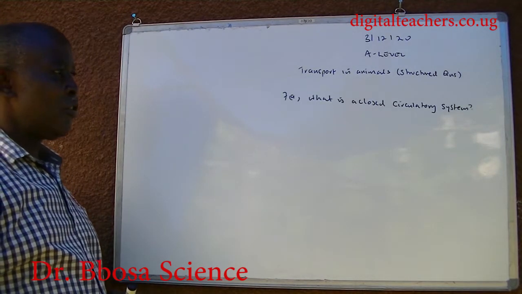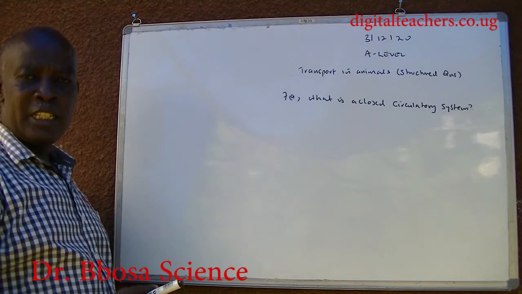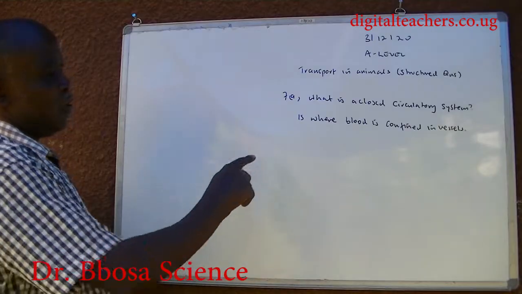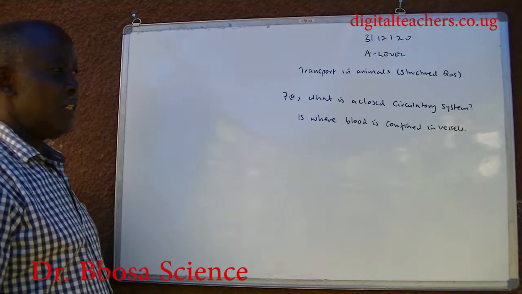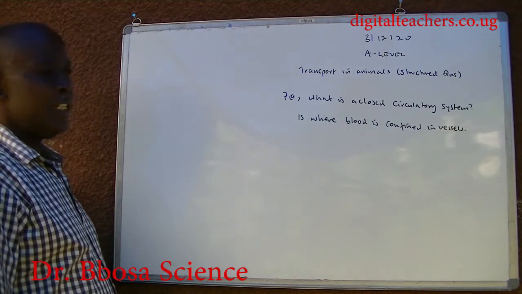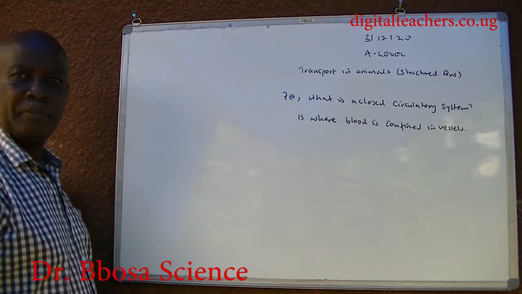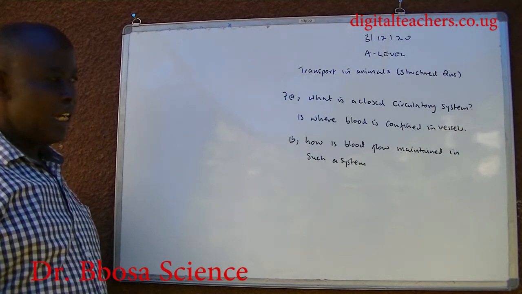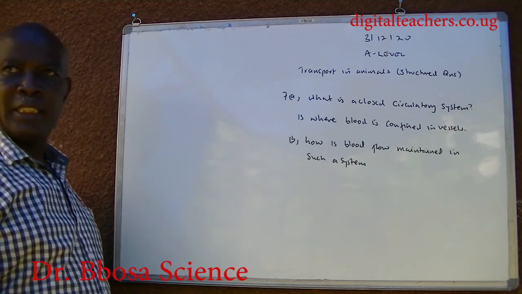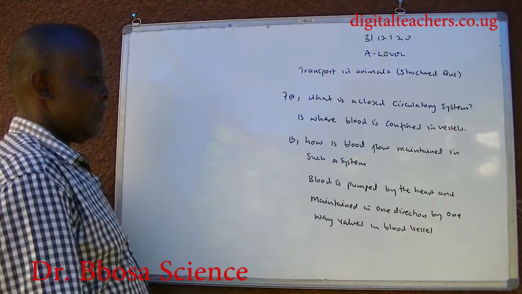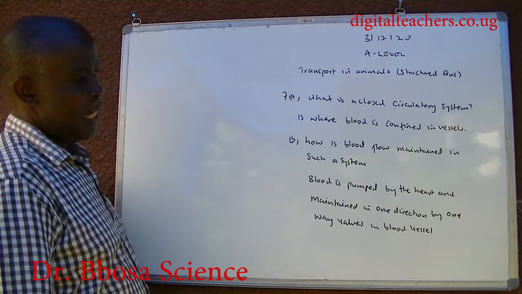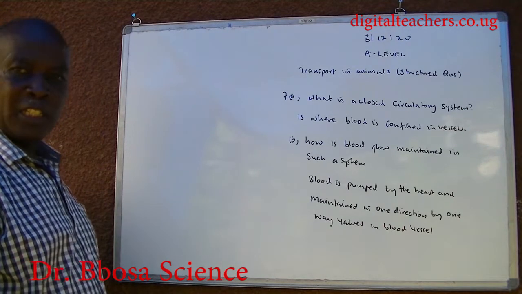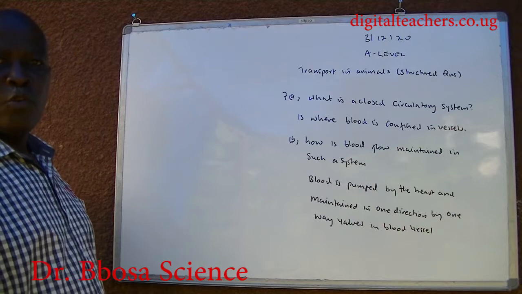7a, what is a closed circulatory system? You can pause and answer. A closed circulatory system is where blood is confined in vessels. B. How is blood flow maintained in such a system? You can pause and answer. Blood is pumped by the heart and maintained in one direction by one-way valves in blood vessels.